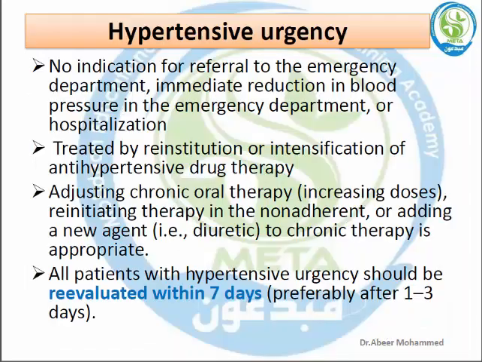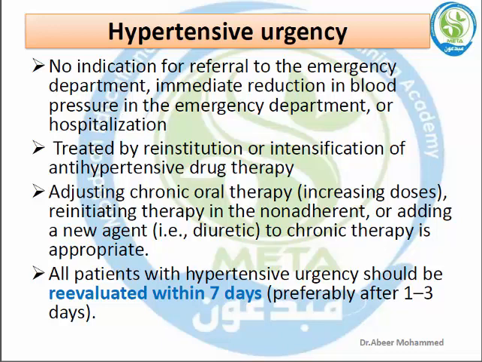Okay, hypertensive urgency is when there is no organ damage. That means we are not in a hurry to lower the blood pressure. The first thing we make sure of is that the patient was well adherent to his oral antihypertensive medications. There will be no need to admit the patient; with no admission, we just adjust the chronic oral medication: check adherence, increase the dose, reinitiate therapy if the patient had stopped it, or add new agents like a diuretic or other agent.